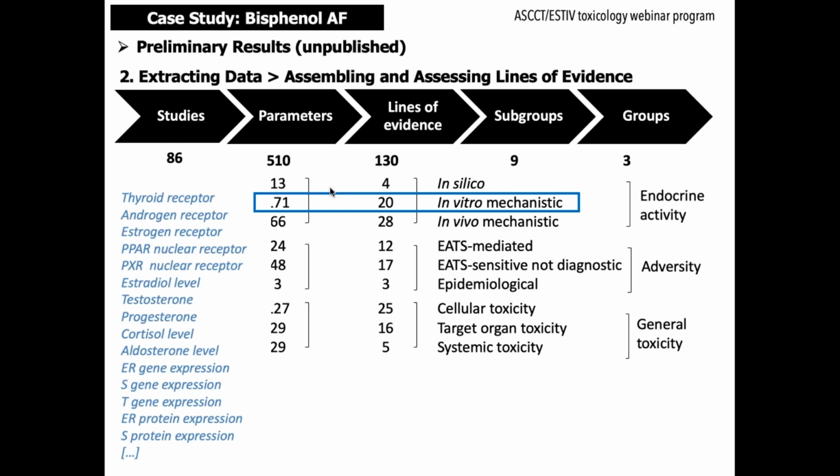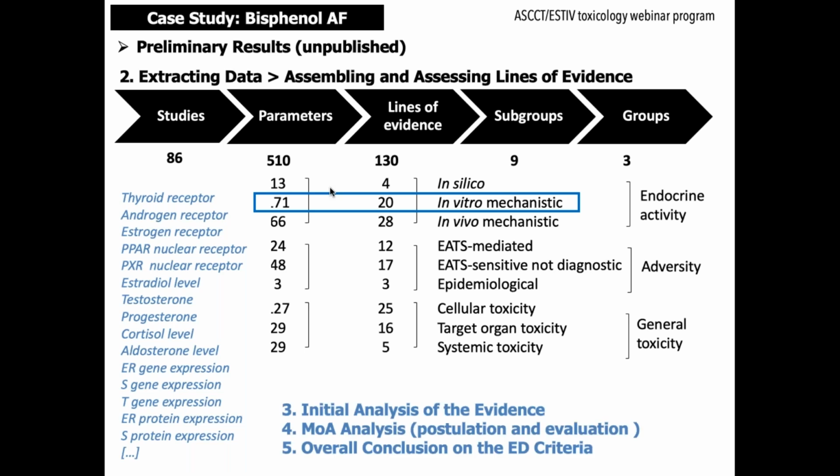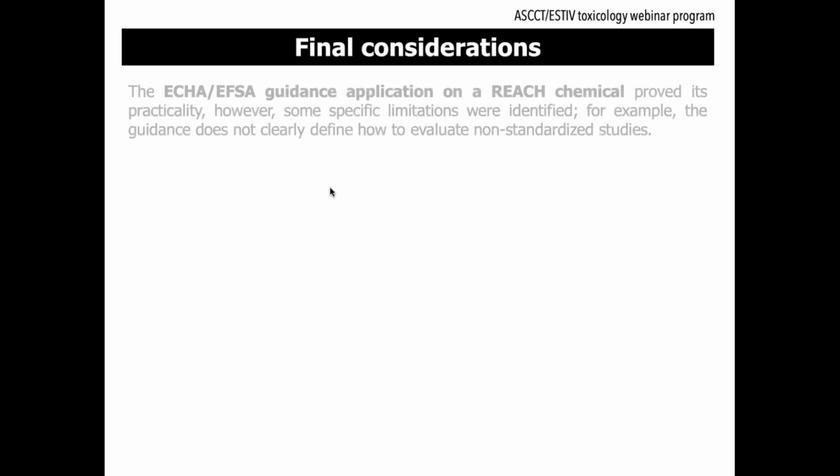For example, thyroid, androgen, or estrogen receptor activation, nuclear receptor activation, in vitro hormone levels, or gene expression and protein expression of hormone-related genes. And this information was very useful for the next steps of the procedure, specifically for mode of action postulation. But as I said, we are still working on the last steps of the assessment to finally arrive at a conclusion on bisphenol AF.